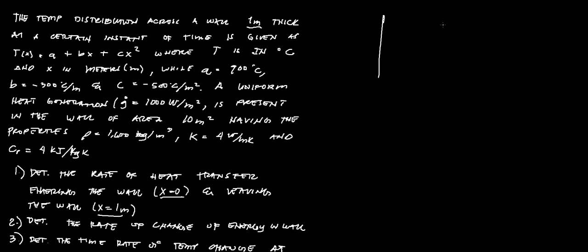So say this is our wall, and this is our boundary. The length of this wall is 1 meter, right? So we have 1 meter from x is equal to 0 to x is equal to 1 meter. Say this point is at 0 and say this point is at 1 meter.